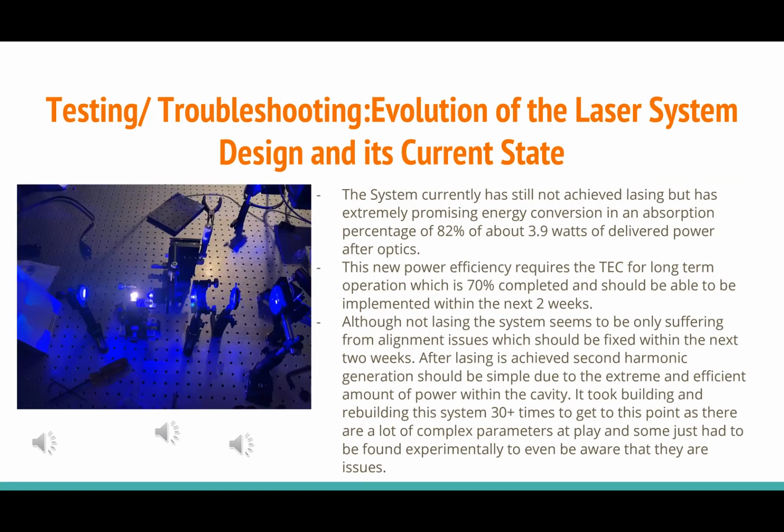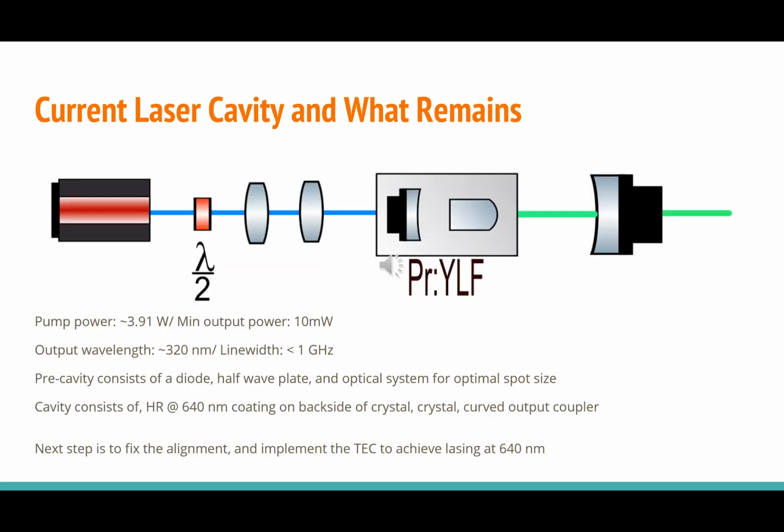Thanks to this new diode, the power absorption is about 83% of 3.9 watts. Due to this high power, we're gonna need the TAC so the crystal doesn't get damaged. After building the system 30 times, we are very close to lasing once we implement the TAC. After rebuilding the cavity 30 times, we are very optimistic on getting lasing in about 2 weeks. The next steps are fixing the alignment and implementing the TAC.